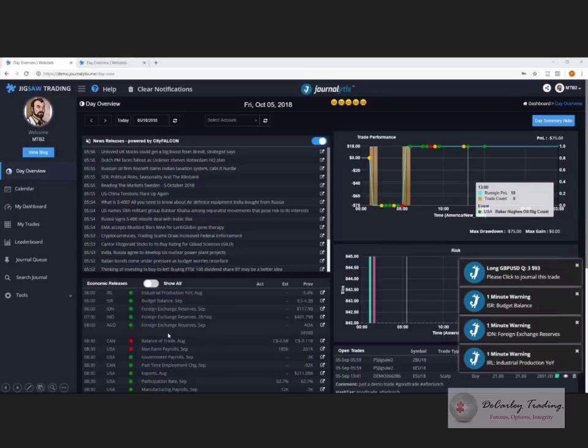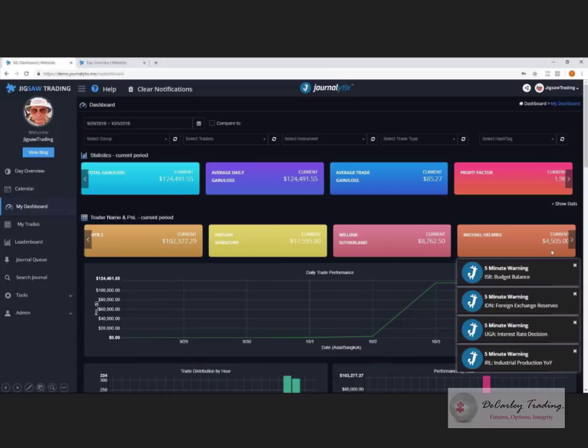Now, you can opt to get 5-minute and 1-minute warnings before the numbers are released, right? And you can decide to have warnings for everything, or you can just have the high impact events. So here's some 1-minute warnings. Those warnings stay on the screen for 1 minute or until you click clear these notifications at the top here. And here's some 5-minute warnings.